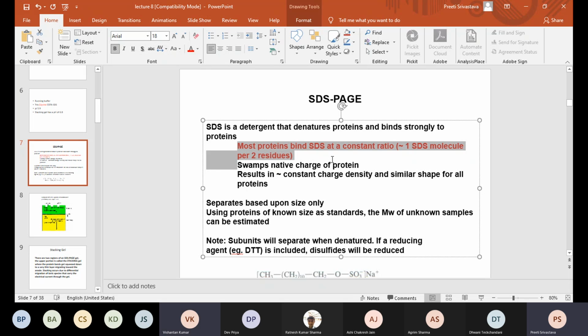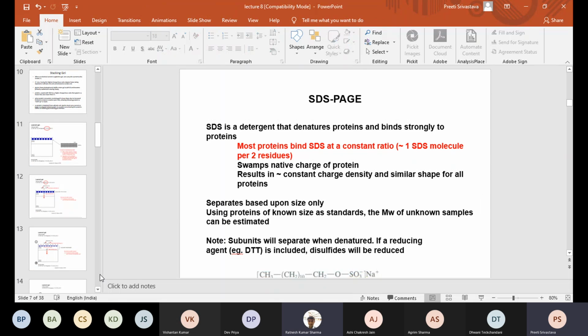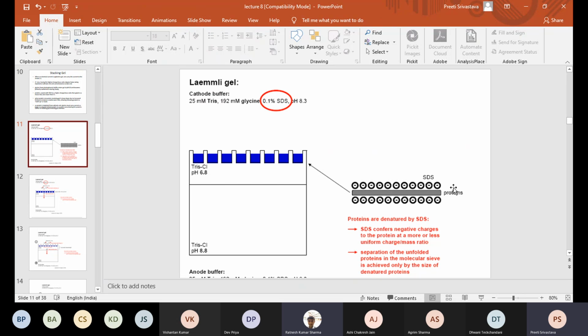Ma'am, it's basically that the charge to mass ratio would be similar. Exactly. So the separation is completely based upon mass. Understood. So that is why this figure is drawn, that you have the protein and SDS has coated the protein.